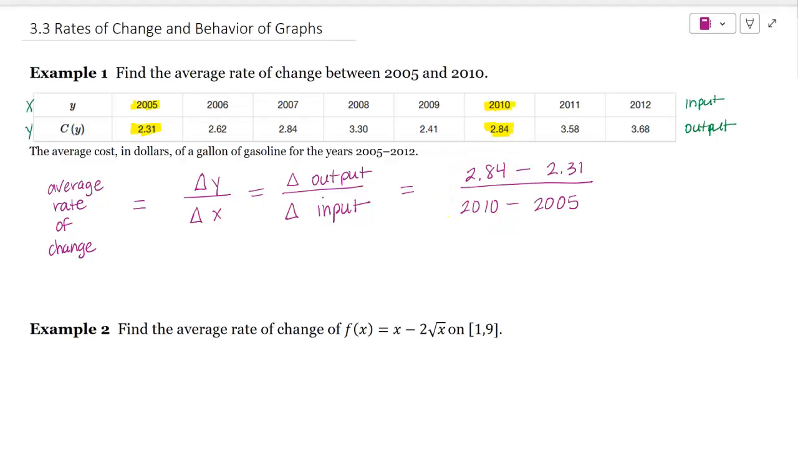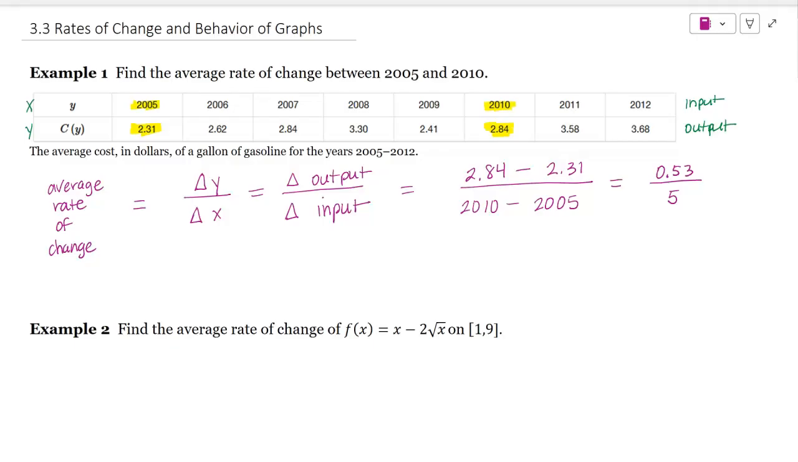So let's calculate this. I'm getting 0.53, and that's over 5. So it looks like over a 5-year period, the price of gas changed by 53 cents.